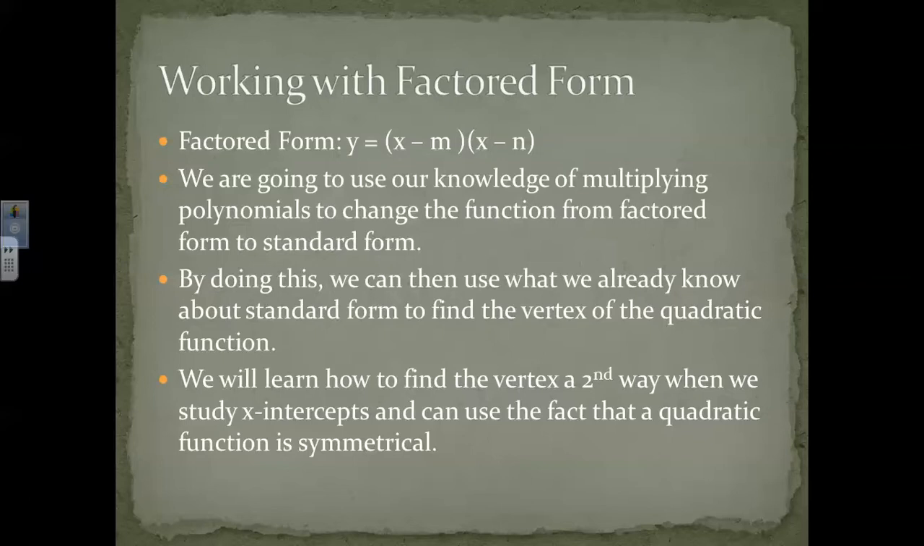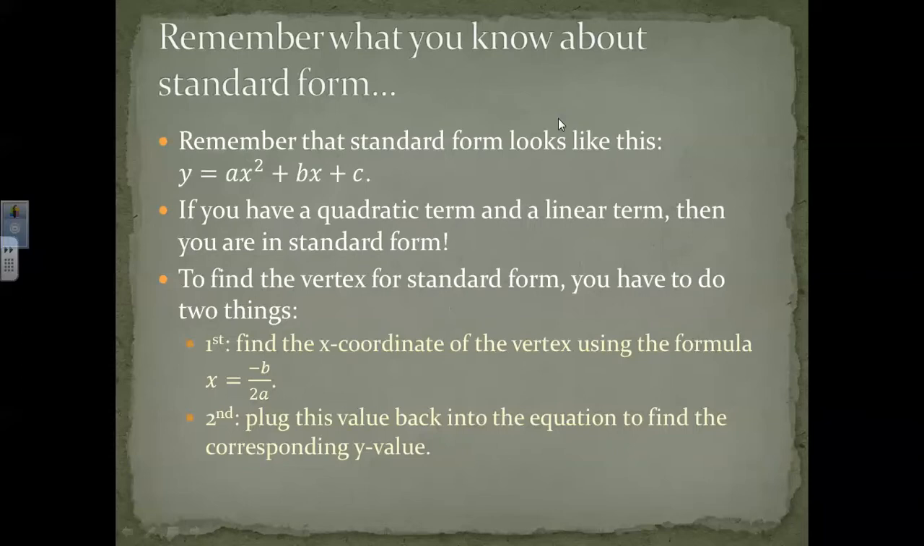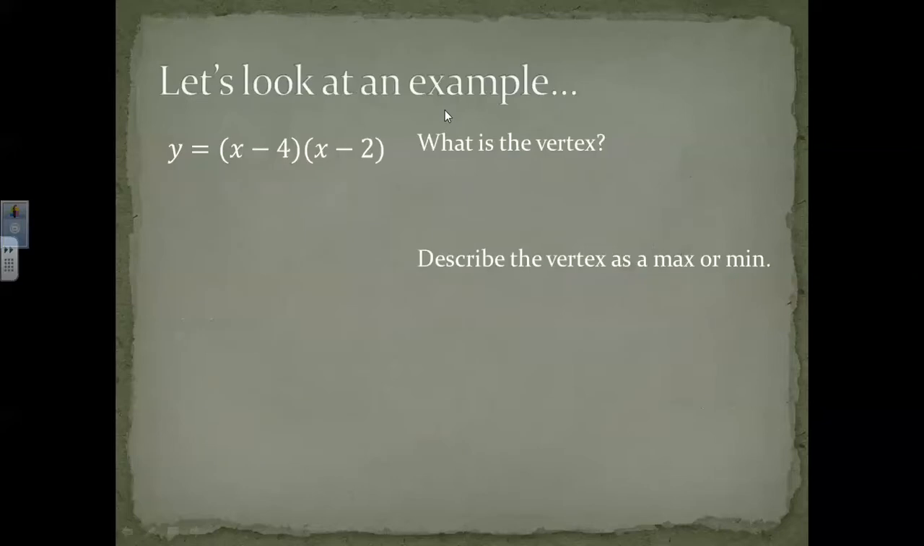So we're going to do a little bit of algebra, get into a form we already know, and then we can use all the things that we've discussed in class about finding the vertex of a quadratic in standard form. I'm not going to go through all of this, just this here in case you need to write it down again. Once it's in standard form, we're looking for two things: an x value and a y value. To find our x value, we're going to use the formula that we discussed in class, negative b over 2a. Once we have that value, we plug it back into our function to find the corresponding y value. Let's look at an example and see how we would do this.